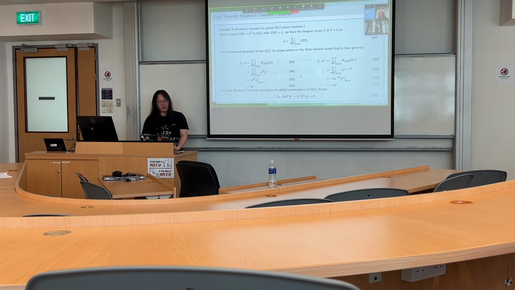Again, if you recall from the classical mechanical case, we compute the tangent vector at the identity, we compute the infinitesimal generator, and then we plug it into Noether's theorem to obtain this equation here, which tells us the global conservation of U(1) charge, or in physics, we typically say that this is the electric charge.